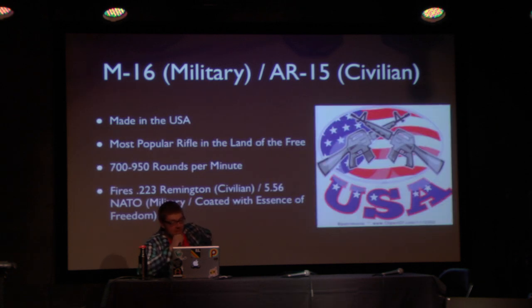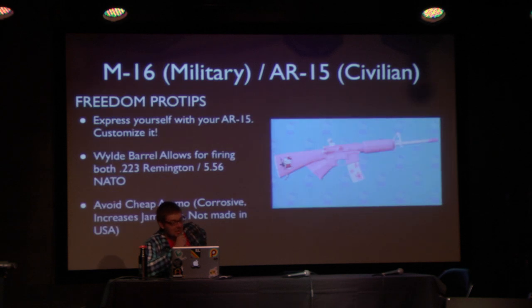Okay, so the M16/AR-15 rifle is the most popular rifle in the United States. It's made in the USA, and it fires 700 to 950 rounds per minute. It fires the .223 Remington for the civilian market and the 5.56 millimeter NATO round for the military market. I thought I should put this in here because I'm in Texas, and I think you guys need information about guns. And then there are some Freedom Pro tips.